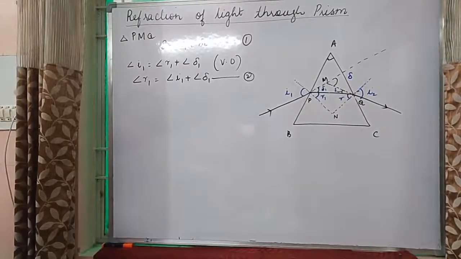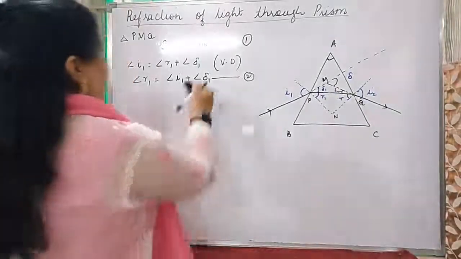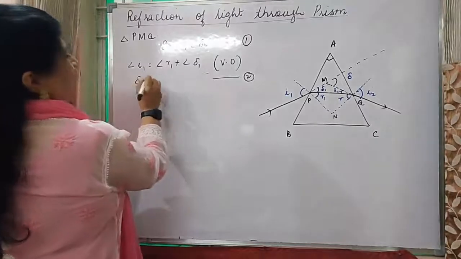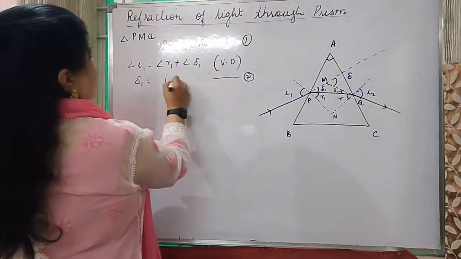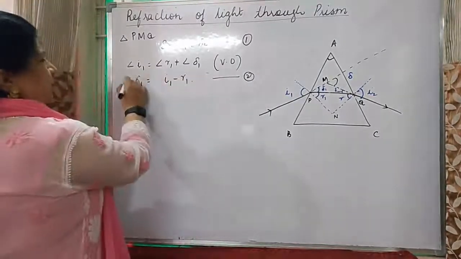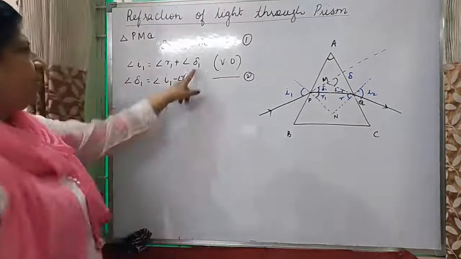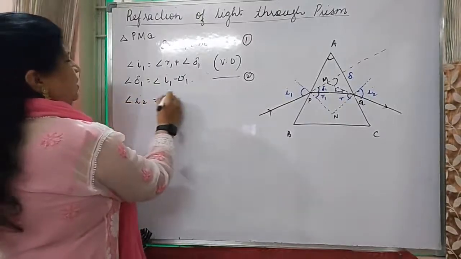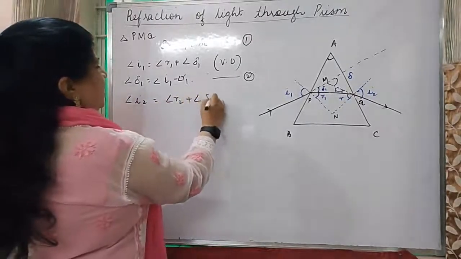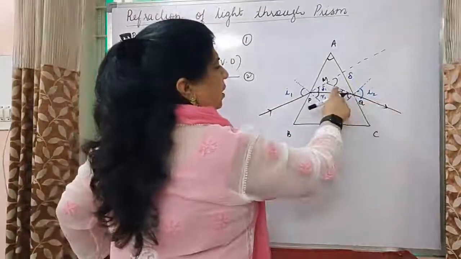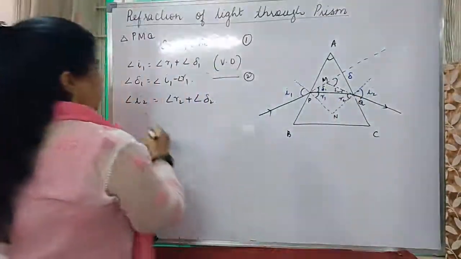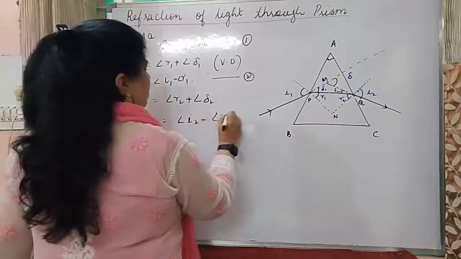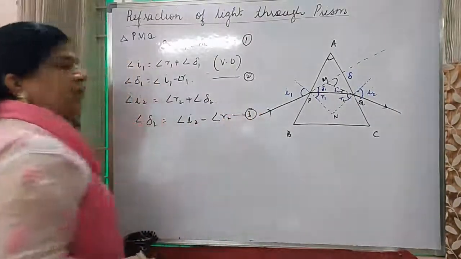Or you can do one thing. Instead of taking R1, let us take delta 1 is equal to I1 minus R1. Okay, delta 1 is equal to I1 minus R1. Similarly, angle I2 is equal to angle R2 plus angle delta 2, or angle delta 2 is equal to angle I2 minus angle R2. This is equation number 3.